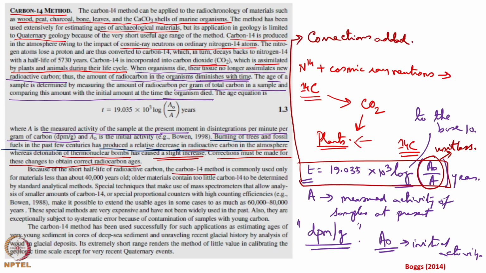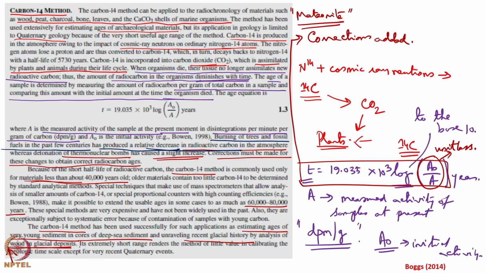The C14 dating technique is restricted to materials of less than about 40,000 years old, which means if we want to date a meteorite which is billion years old, the uranium-lead method might work, but not C14 dating. By special techniques, materials as old as 60,000 to 80,000 years have also been possible to date. Efficiently, C14 dating can be used to estimate ages of very young sediments in cores of deep sea sediments and to find out the glacial history by analysis of wood in the glacial deposits. Within glacial deposits, recent glacial materials, wood can be found, and there the wood can be dated.